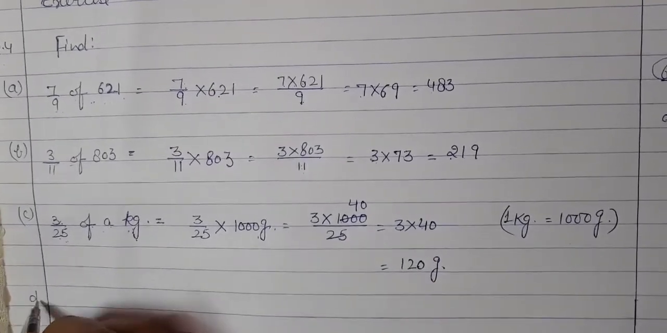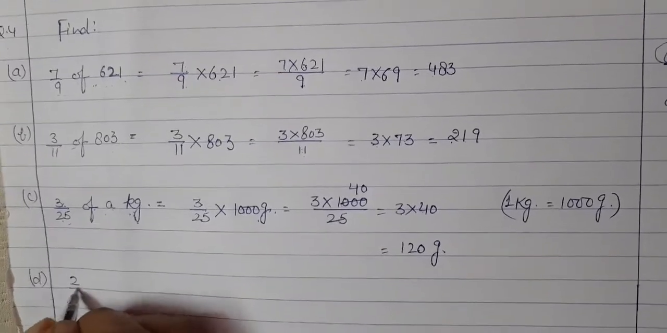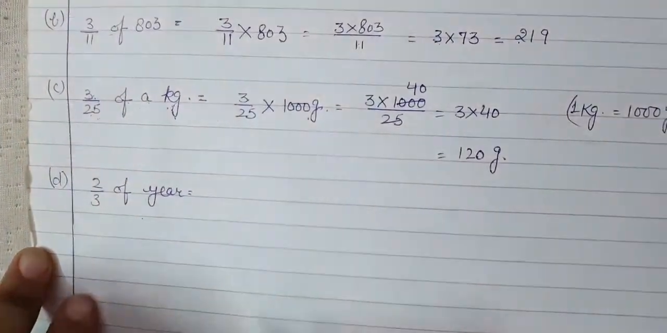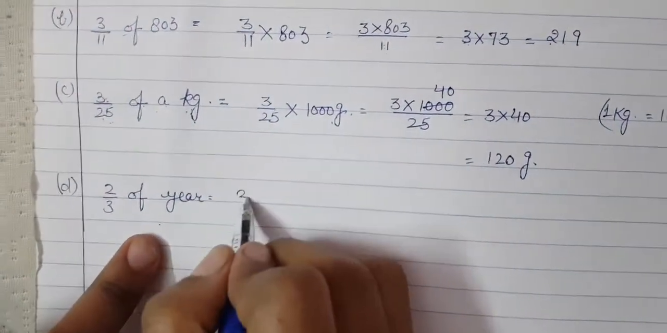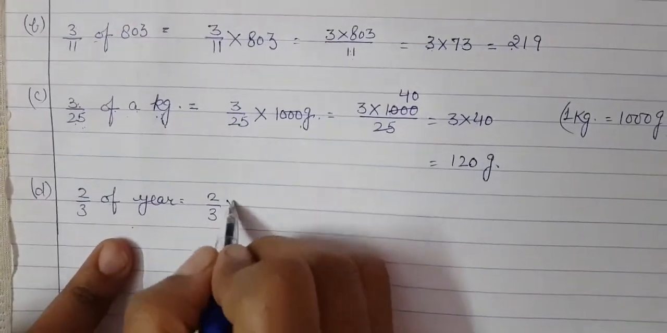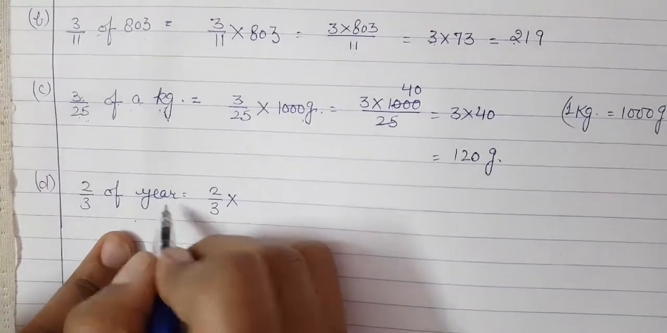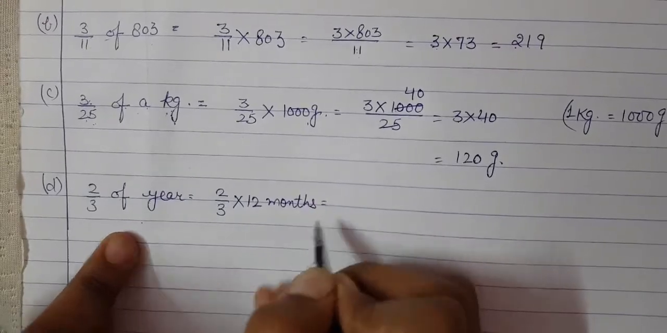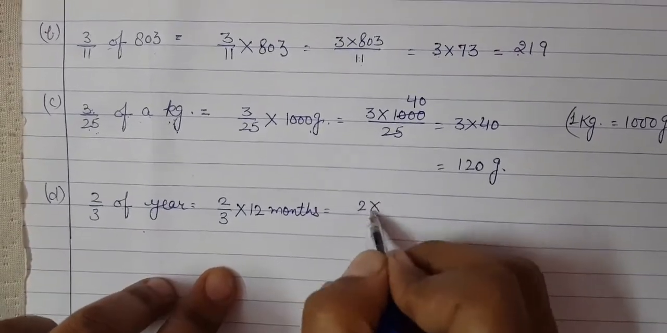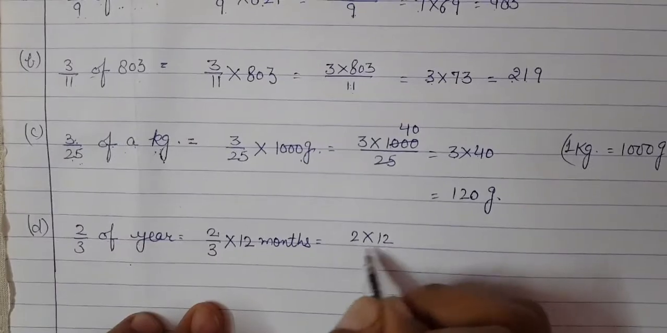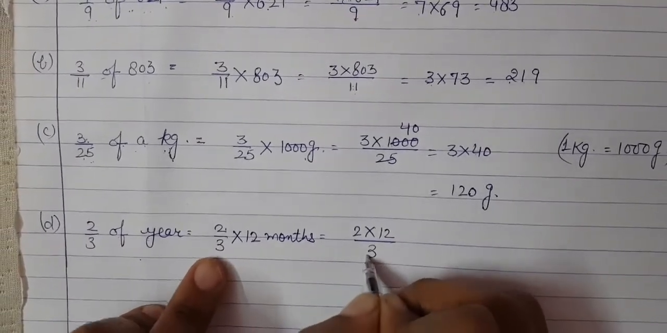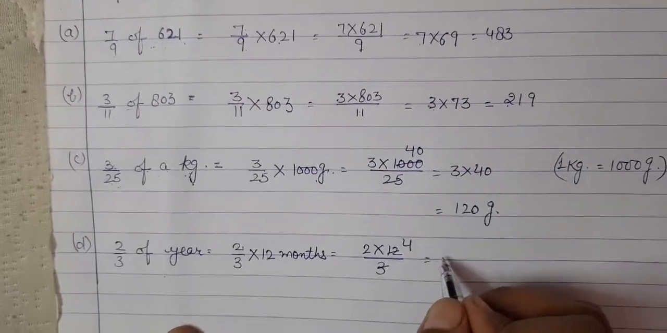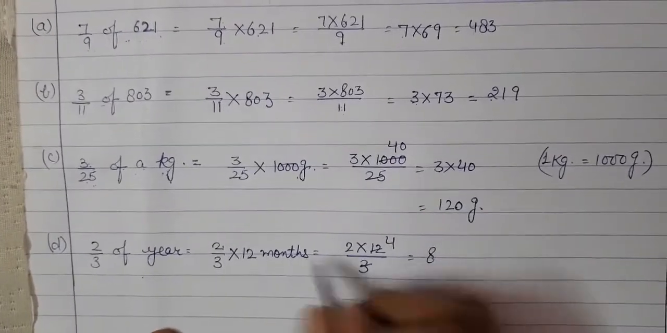Okay. D part, it is 2 upon 3 of a year. 1 year is given here, 2 upon 3 of will be converted into multiplication, and we know in 1 year there are 12 months. So 2 into 12 will be multiplied with the numerator, upon denominator 3. 3 4s are 12. 2 into 4 is 8. So 8 is the answer, in months.